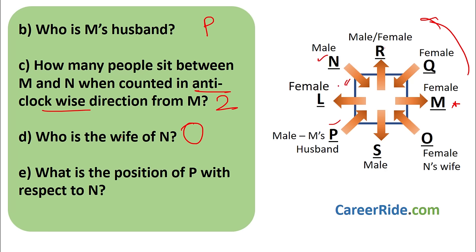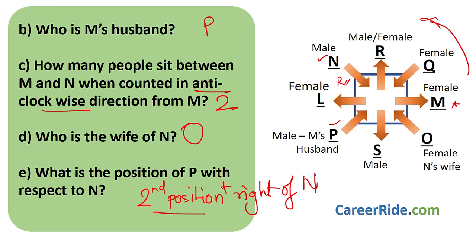So this side is right. 1, 2. Second position to the right of N. Second position to the right of N, or you can write P. P is sitting to the right, second position from N, right? So what is the position of P with respect to N? It is the second position to the right of N.